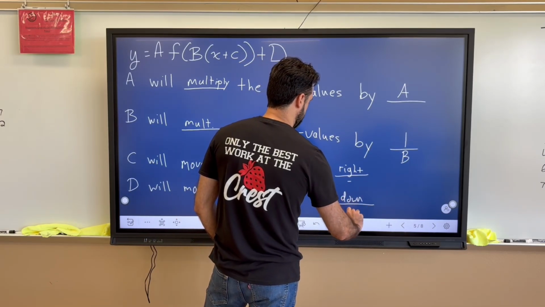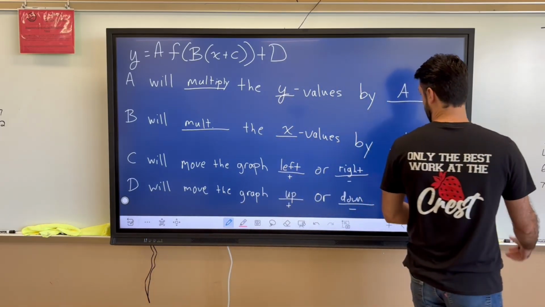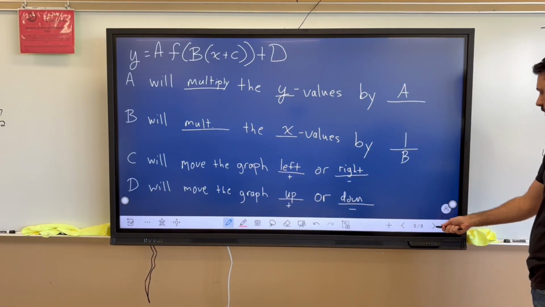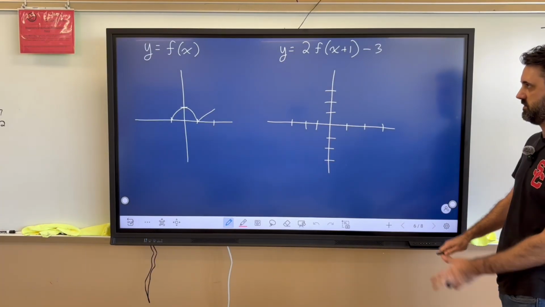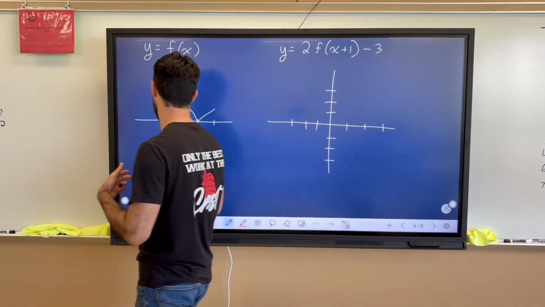And a minus would move the graph down. Now, I know this is a lot of information, but we're going to work on it over a few days. This is kind of our focus here: what does each of these things do?